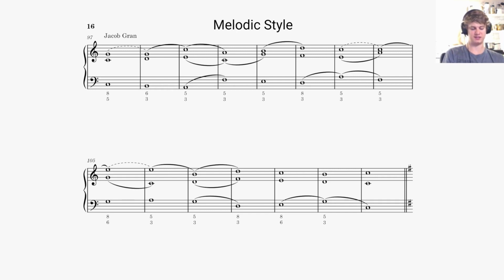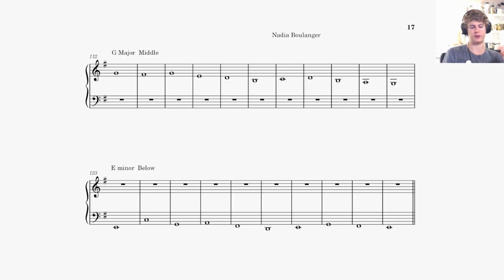The main difference in these examples is that the bass line in Jacob Gran's example is much more conjunct compared to the bass line in Fétis' example. Here are 2 cantus firmus created by Nadia Boulanger, first in G major and then in E minor.